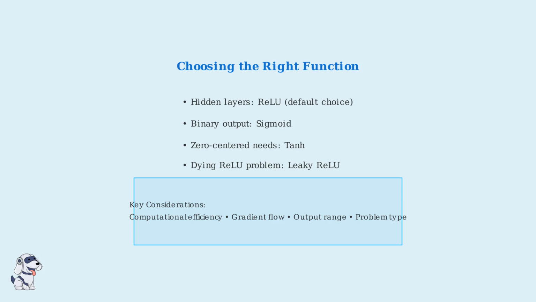ReLU is often the default choice for hidden layers due to its computational efficiency. Sigmoid is useful for binary classification outputs, while Tanh works well when you need zero-centered outputs. The choice depends on your specific problem, network architecture, and training requirements.